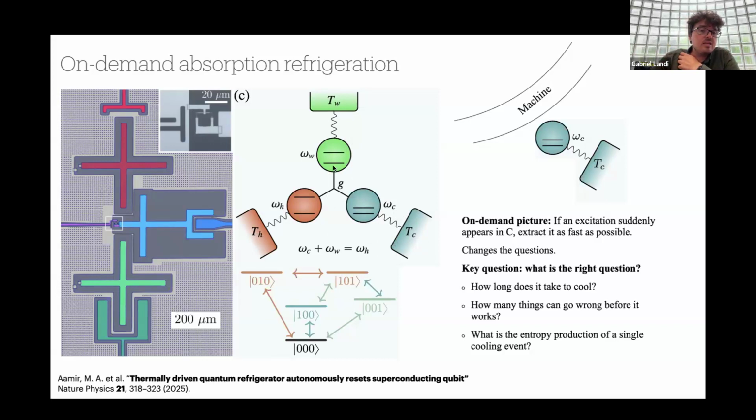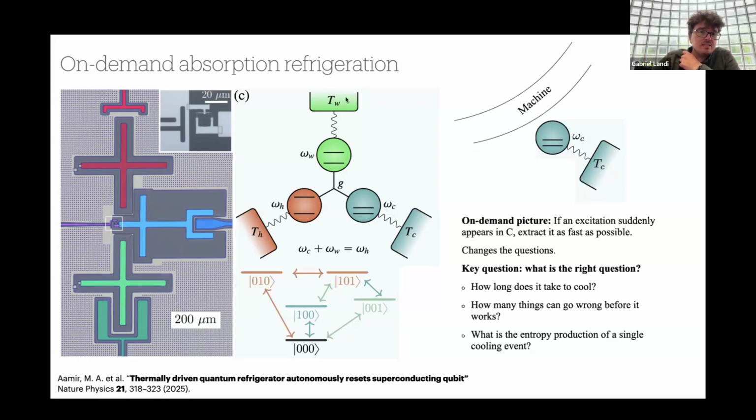However, things are designed such that the frequency of this qubit does not match the frequency of this one. And so this effectively blocks the flow of heat. However, things are further designed such that there's a triple resonance where omega_W plus omega_C matches exactly omega_H. And this means that you can actually convert 2 excitations, one here and one here, into a single excitation here, right? And so that's the basic idea of an absorption refrigerator, is that you have this machine.